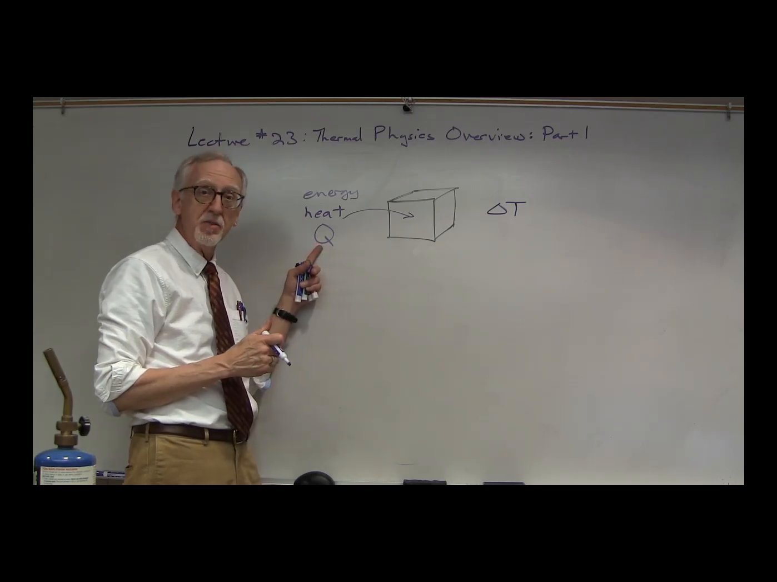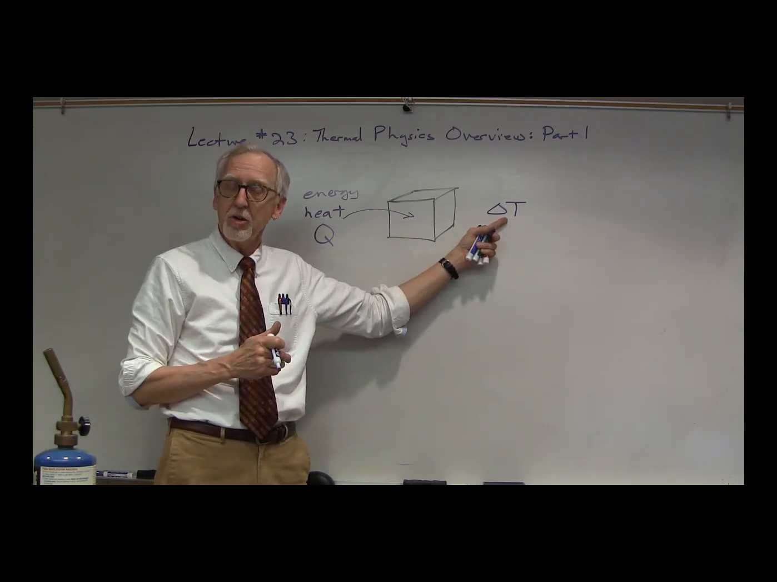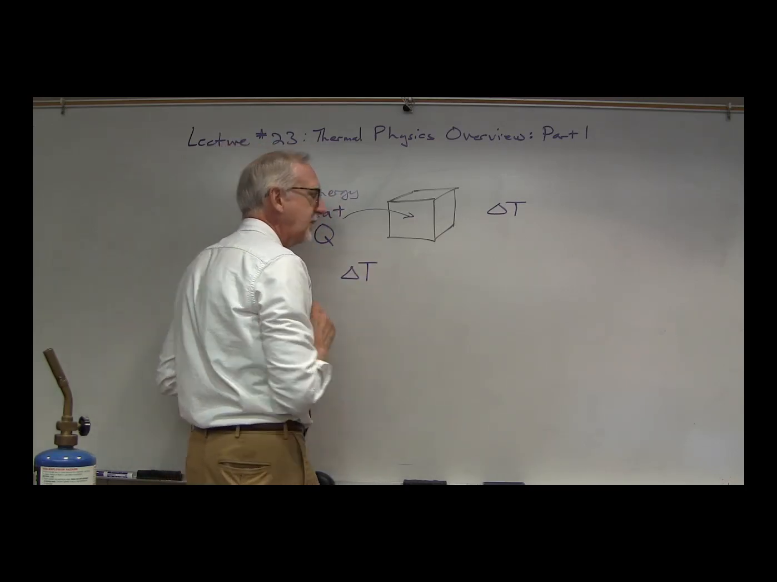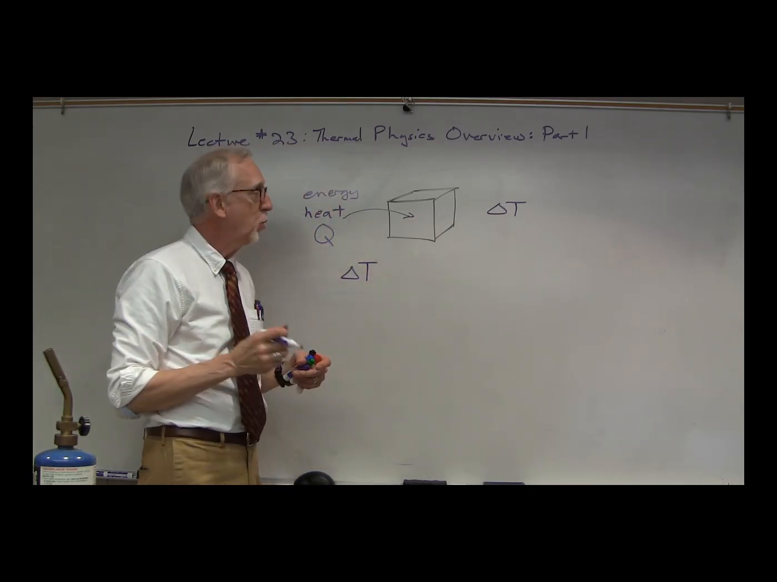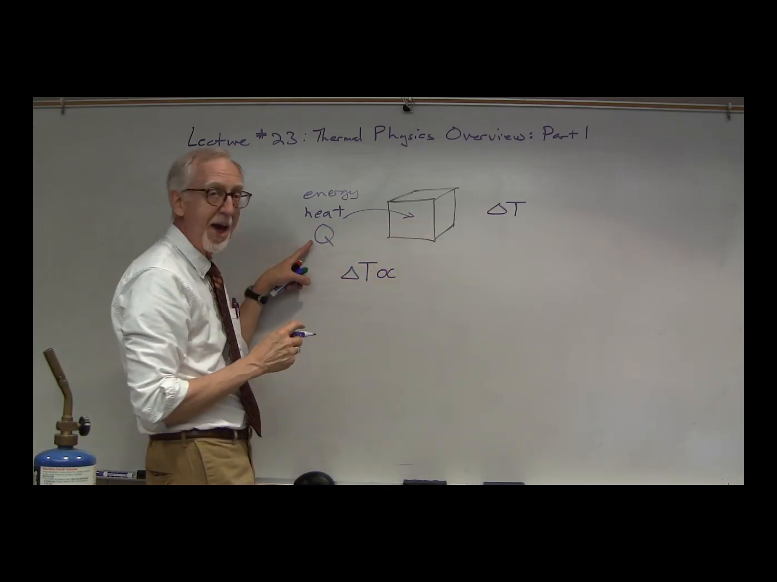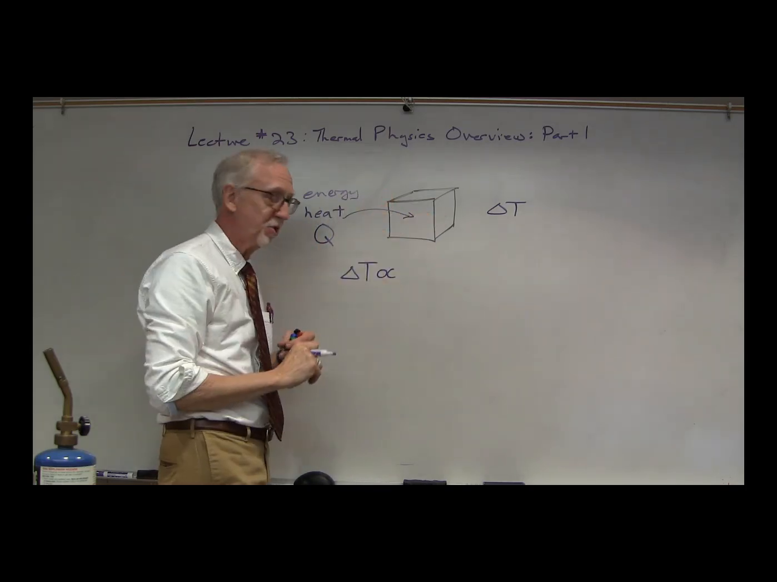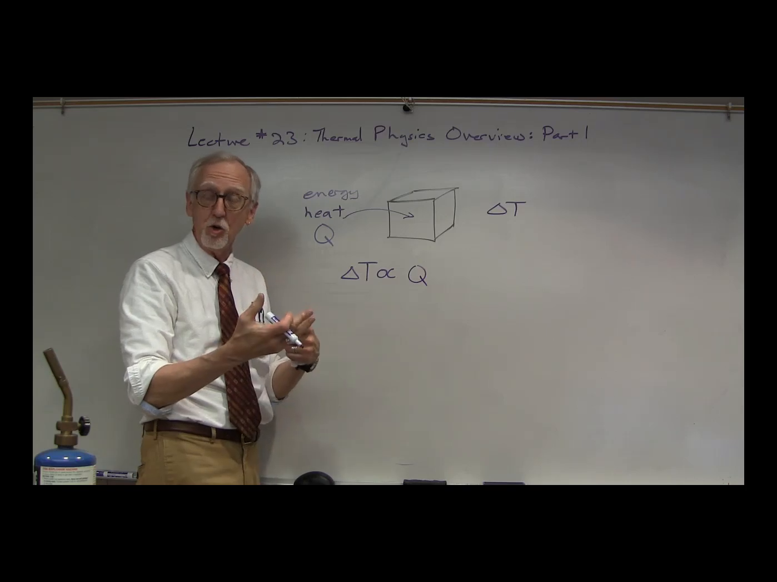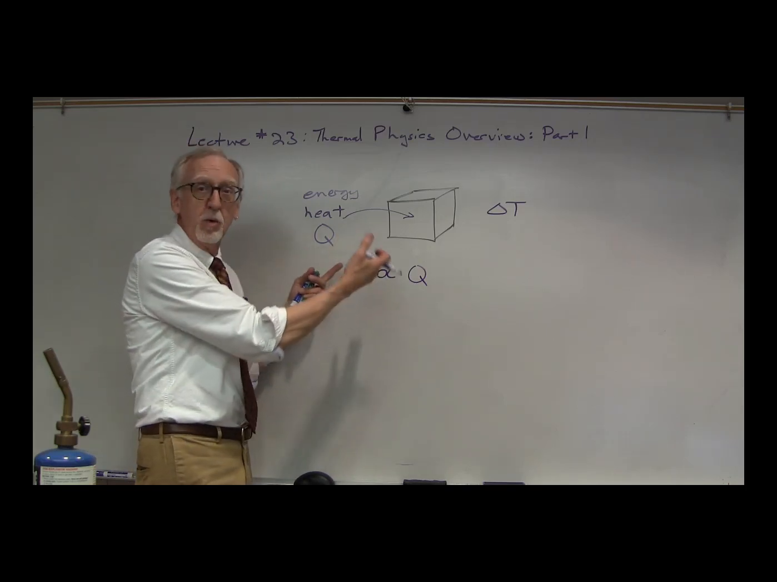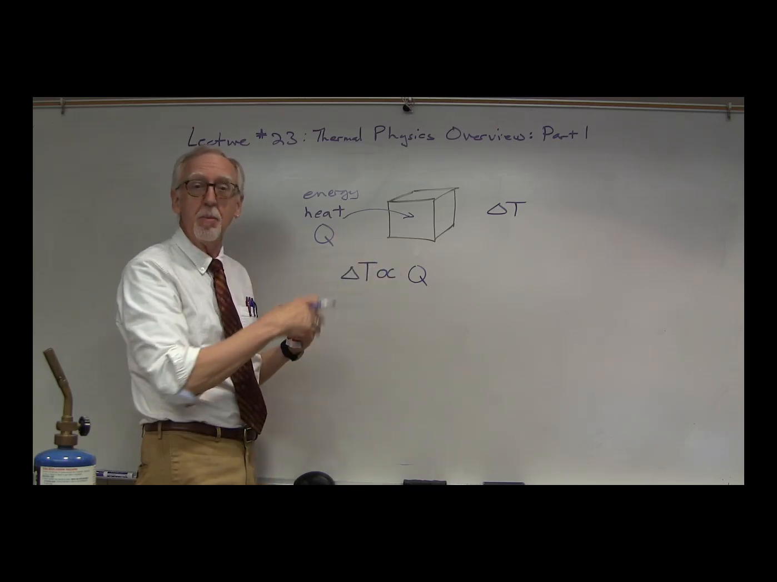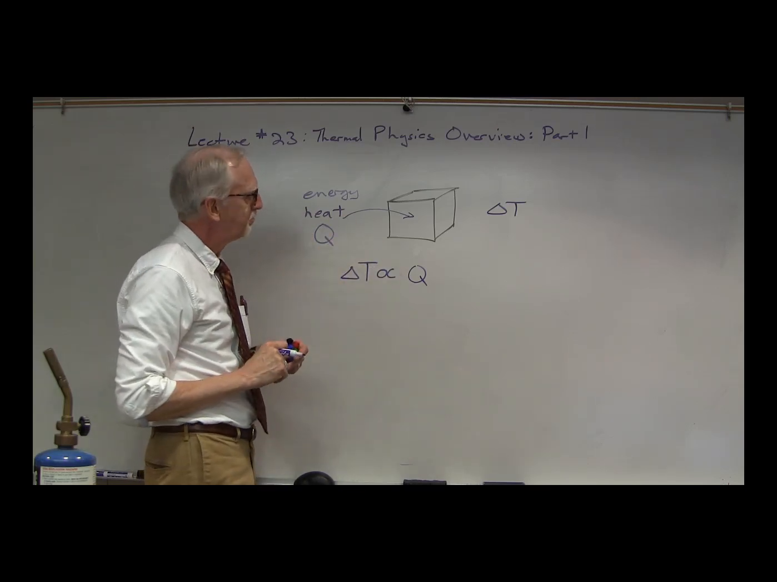How is the amount of heat related to the temperature increase? Well, let's think about that. What sorts of things will affect the temperature change? Well, we expect the temperature change to be related to the amount of heat we add. The more heat, the more temperature increase we get. So we expect delta T to be related to Q. And as long as we don't put too much in, we expect it to be linearly related. Double the amount of heat, double the temperature change.